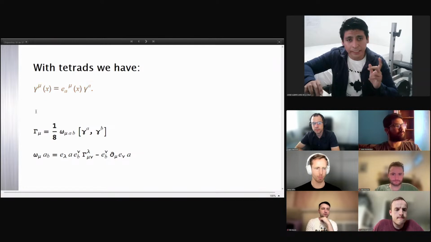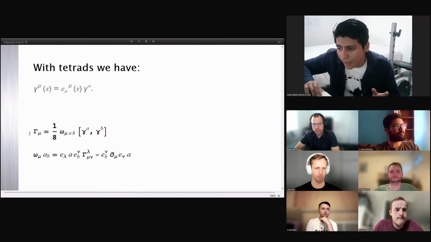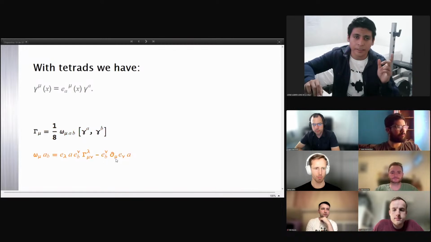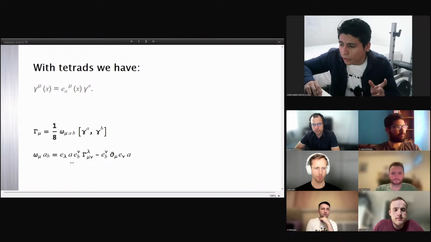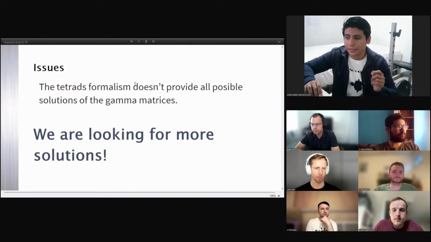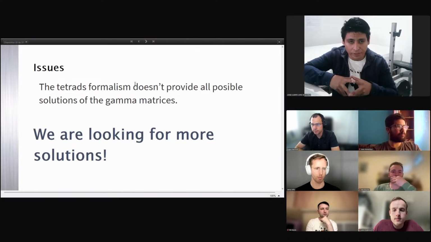All right. And even more, we can express my spin connection in this way, so that it's a function only of the tetrads. We don't need anything else. With the tetrads, we have built every mathematical object that I need in this theory. That is great. That seems like an answer, but there is a problem. The tetrad formalism doesn't provide all possible solutions of the gamma matrices. We are looking for more solutions.